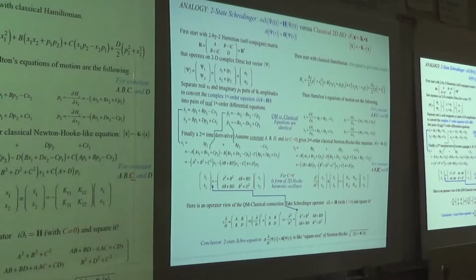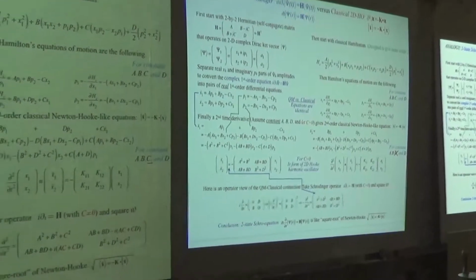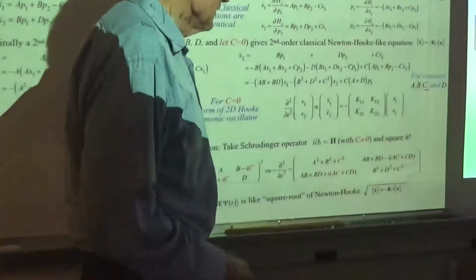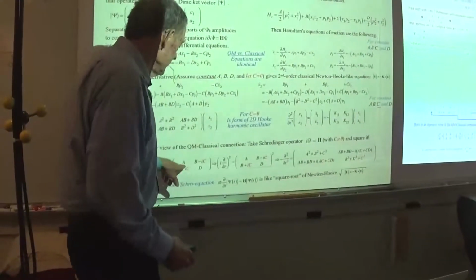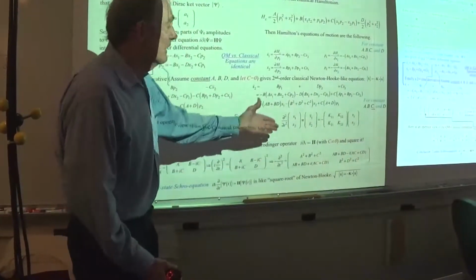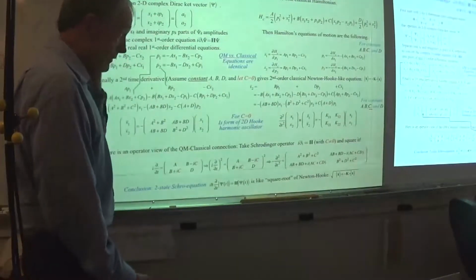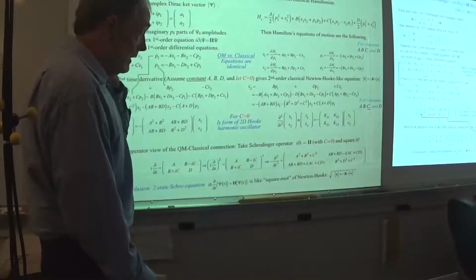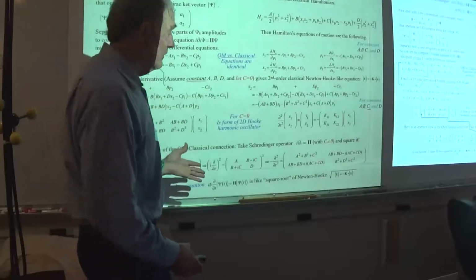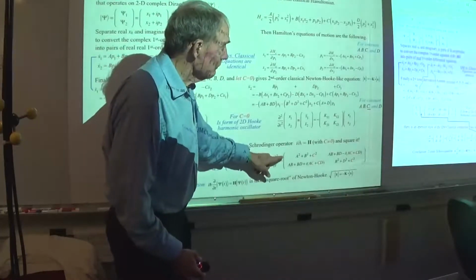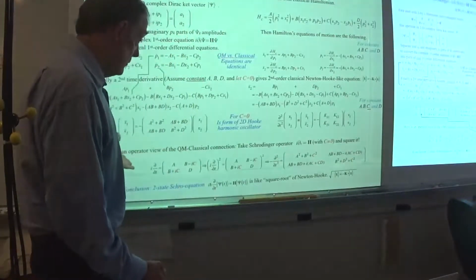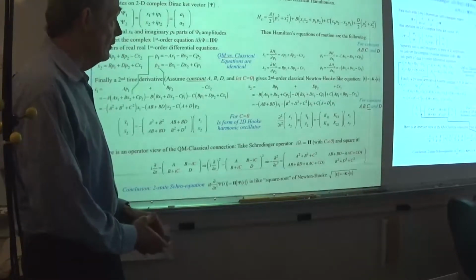And furthermore, you can do it with C not 0. Okay. You can take this thing and square it and get that. And that's the equation we're going to be working with in order to make a comparison of a second order differential equation with good old Schrodinger, which is first order.